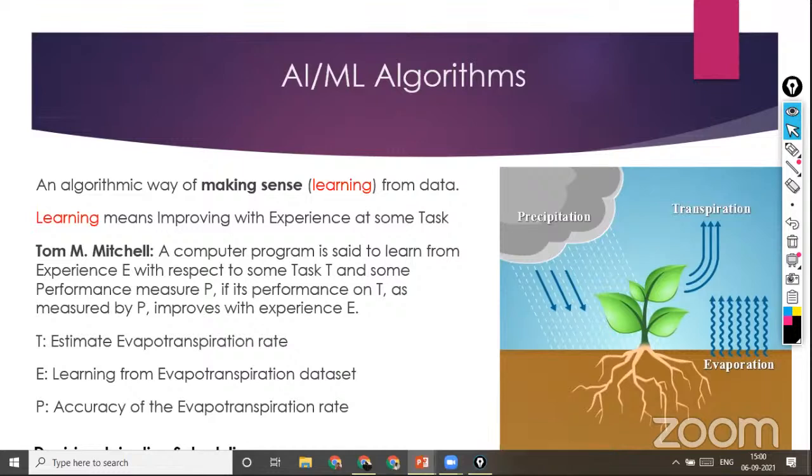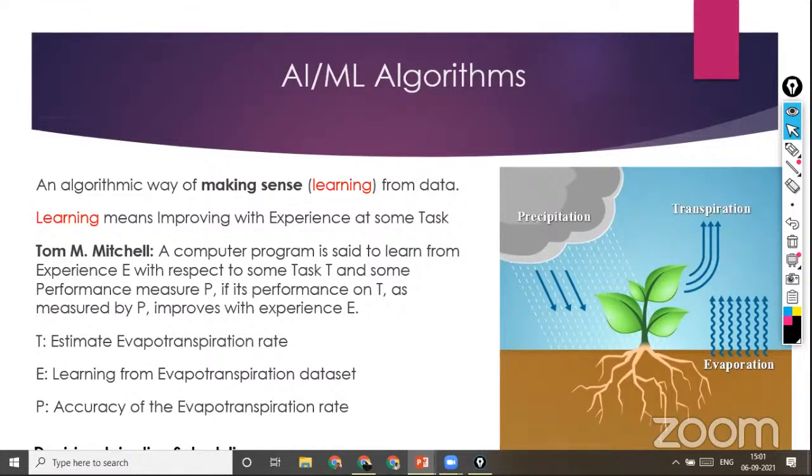We'll take this example: there's a plant in an environment, and maybe it can be a controlled environment. There won't be any precipitation there, and there is evaporation, there is transpiration. We combine that and we call that evapotranspiration, and we want to find out the rate of this evapotranspiration.